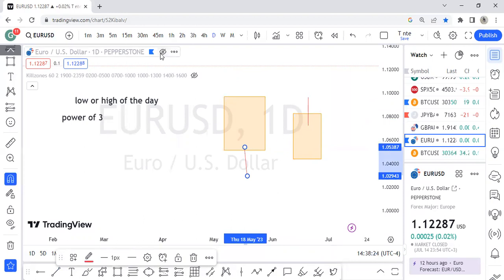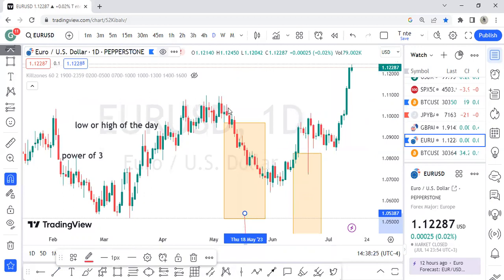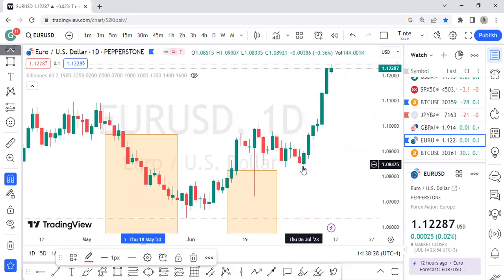Just to illustrate that, just quickly look at the chart. You can see now the market is bullish. It tends to form a low first before rallying higher. When it's bullish, it tends to form a low first before rallying higher. Whereas if it's bearish, it tends to form a high first before running lower. When it's bearish, it tends to form a high first before running lower, right?